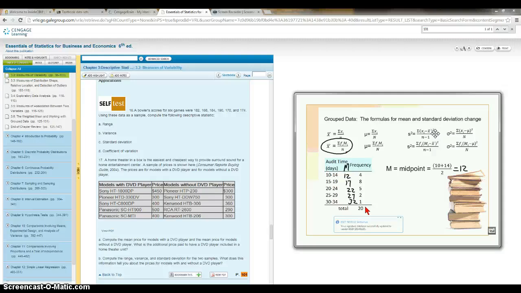So n is 20. That's a common mistake that people make, so I just wanted you to use some critical thinking so you won't make that mistake. Okay? So n is the total number that you have. So let's go ahead and put the numbers into this formula.